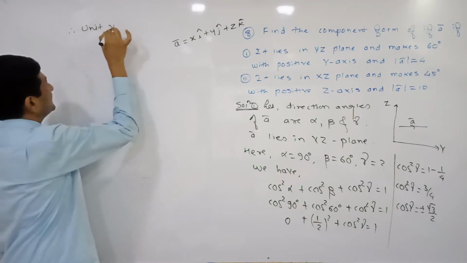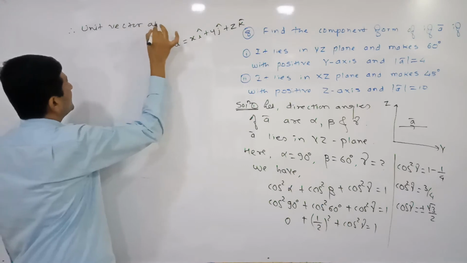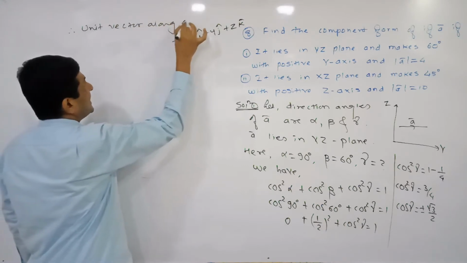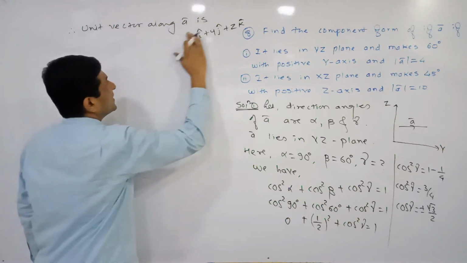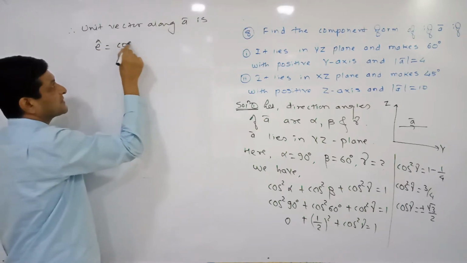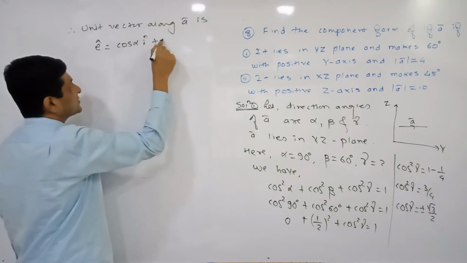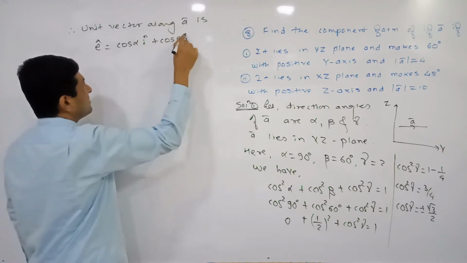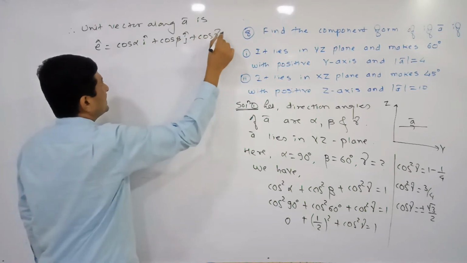therefore unit vector along A bar is what here? E cap is equal to cos alpha i cap plus cos beta j cap plus cos gamma k cap.